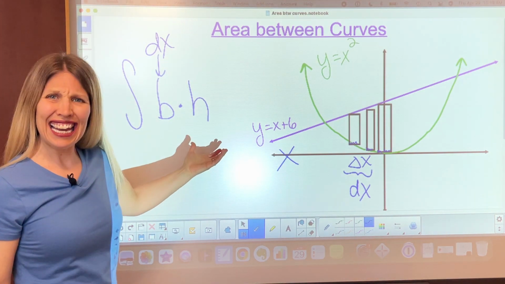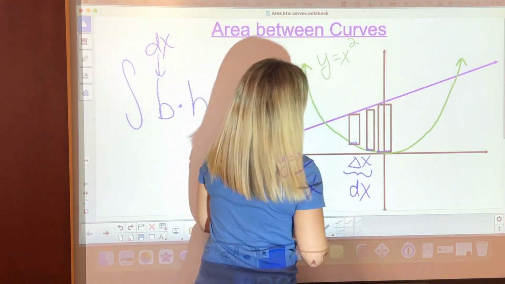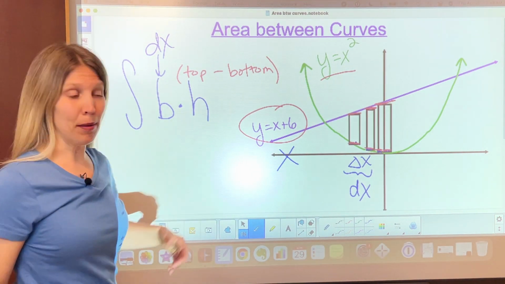Now, what is the height of these rectangles? Well, the top of these rectangles are hitting this purple function, and the bottom of these rectangles are hitting our green function. So how do you find the height? Top minus bottom. So your height for these is going to be the top function minus your bottom function. So let's write this out and see what that means.